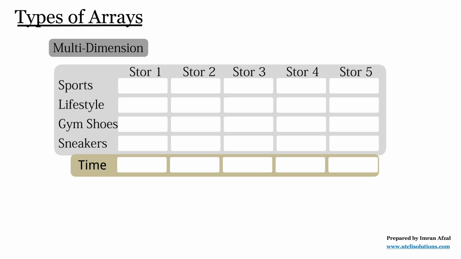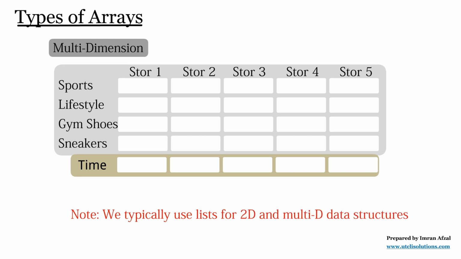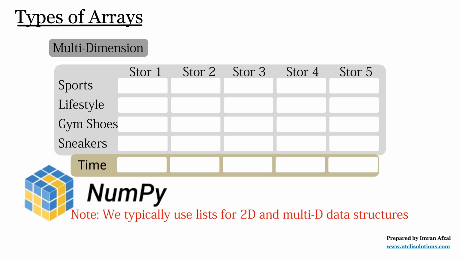Before we go into 2D and multi-D syntax, we first want to mention that in Python, we typically use lists for 2D and multi-D data structures because Python does not have a built-in array type like other languages such as C or Java. But if you need true array functionality with better performance, especially for large data sets, you should use NumPy arrays, which is an advanced concept. Don't worry, we'll discuss NumPy arrays in our upcoming advanced sections.